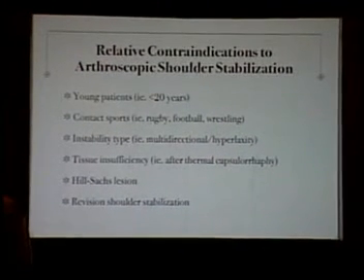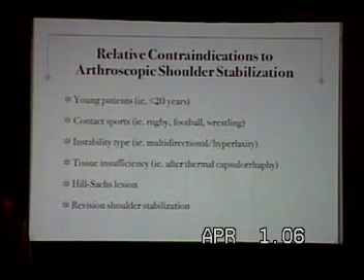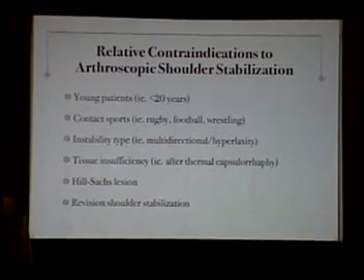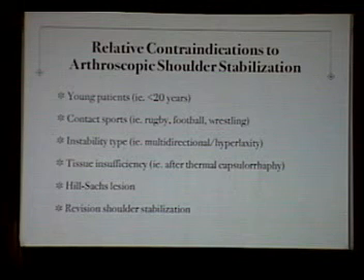The type of instability, some patients that have hyperlaxity or multi-directional instability. Those may be patients where we want to consider not doing an arthroscopic stabilization. Tissue insufficiency, and really what I think about when I see that is patients that come to see me that have had the old-fashioned thermal capsulorrhaphy, where their joint capsule is no longer there. Those patients have a big problem. Often they're very young and they don't have any tissue to work with. So an arthroscopic approach may not be effective.